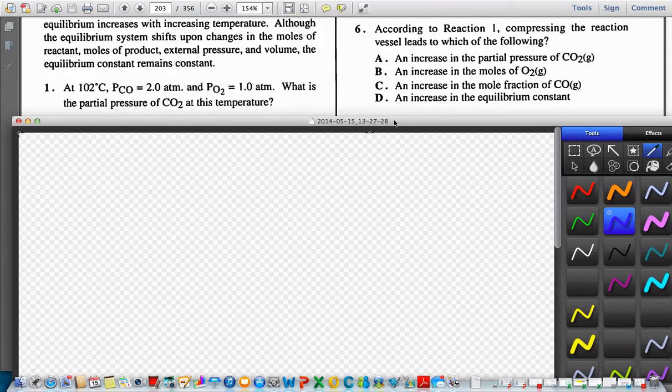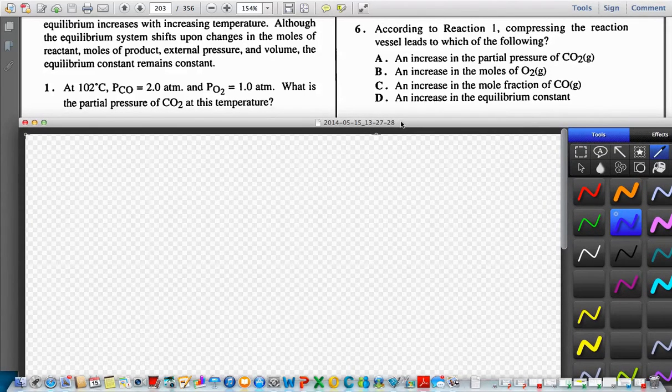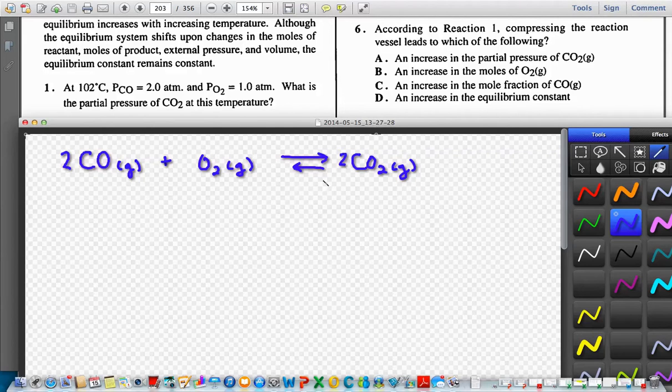According to reaction 1, compressing the reaction vessel, which means you're increasing the pressure, right? So again, every time I would go back to the balanced equation. I want you to notice I do that every time, and I've been doing this for 18 years. All right, so if I increase the pressure, that is my stress.